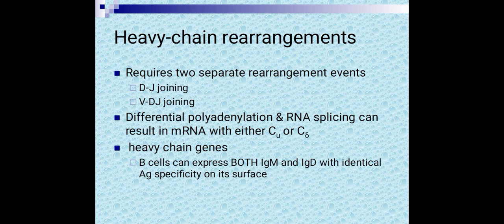Heavy chain rearrangement requires two separate rearrangement events: DJ joining and VDJ joining. Differential polyadenylation and RNA splicing can result in mRNA with either C mu or C delta heavy chain genes. B cells can express both IgM and IgD with identical Ag specificity on the surface.